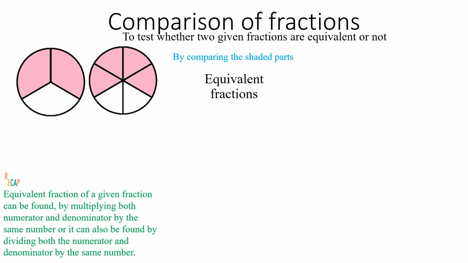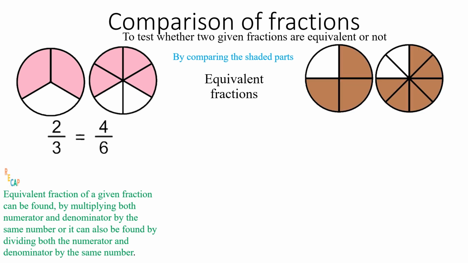There are two circles given here. Just by visualizing you can see that they are equal. So 2 by 3 is equal to 4 by 6. Second example, here 3 by 4 and 6 by 8, they are equal. But the easiest method that we are going to discuss today is by cross multiplying.